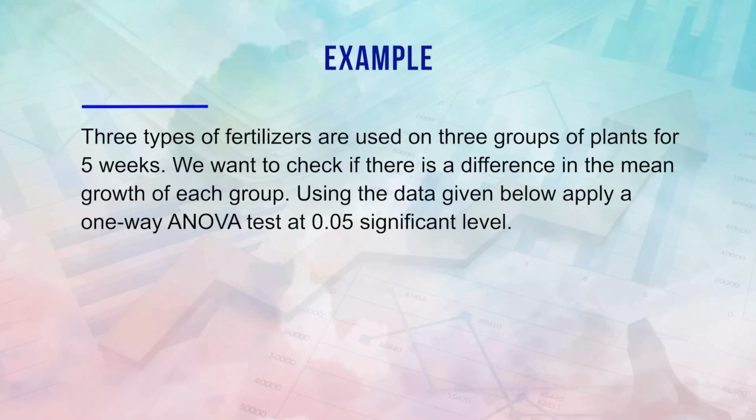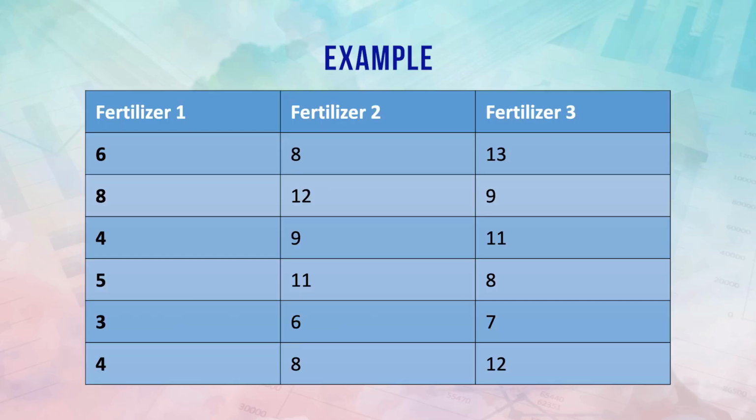We take an example. There are 3 types of fertilizers which are used on 3 groups of plants for 5 weeks. We want to check if there is a difference in the mean growth for each group. Using the data given below, we have to apply a one-way ANOVA test at 0.05 level of significance. Now, the data is this. There are 3 fertilizers you can see which are applied. So, we have 3 groups of data. So, this data is to be analyzed.